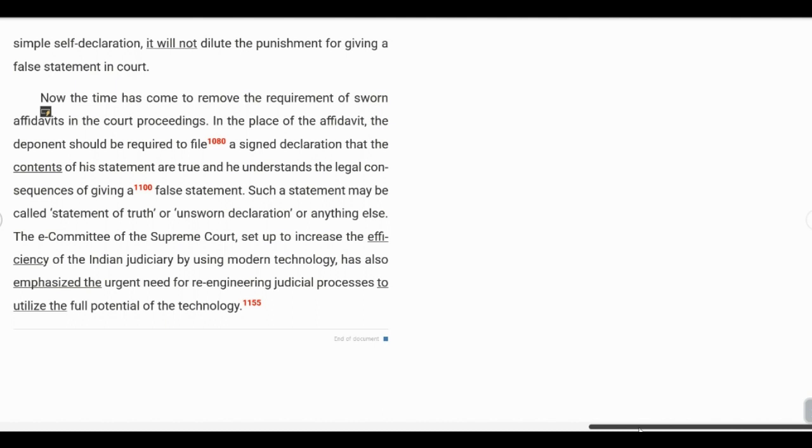The E Committee of the Supreme Court, set up to increase the efficiency of the Indian judiciary by using modern technology, has also emphasized the urgent need for re engineering judicial processes to utilize the full potential of the technology.